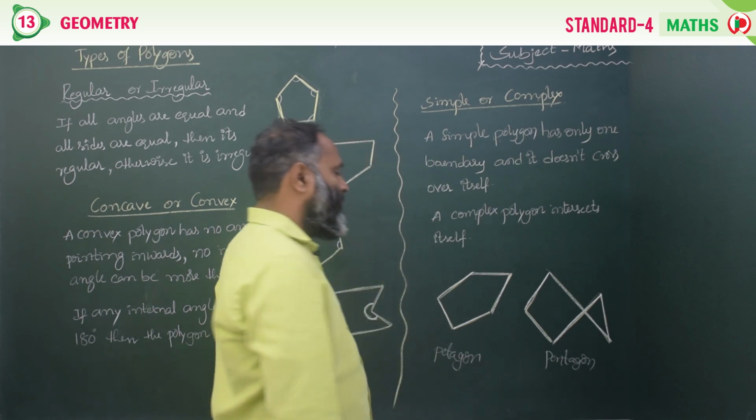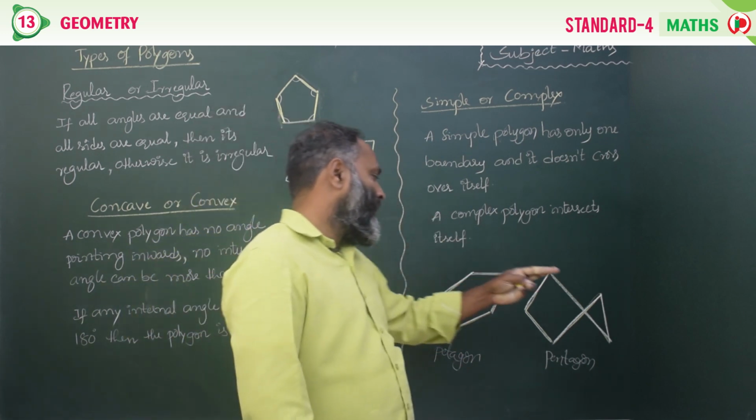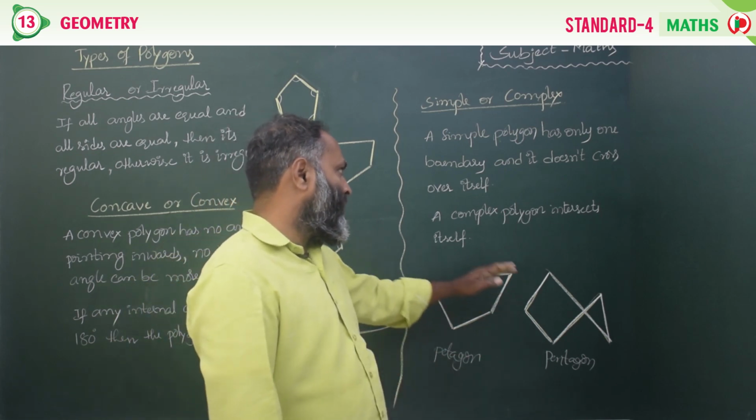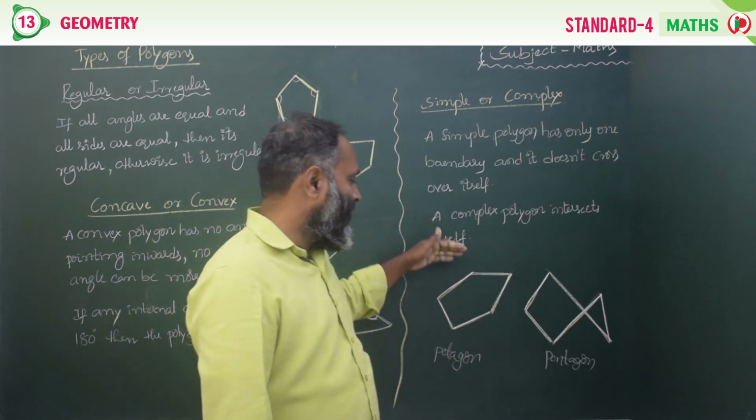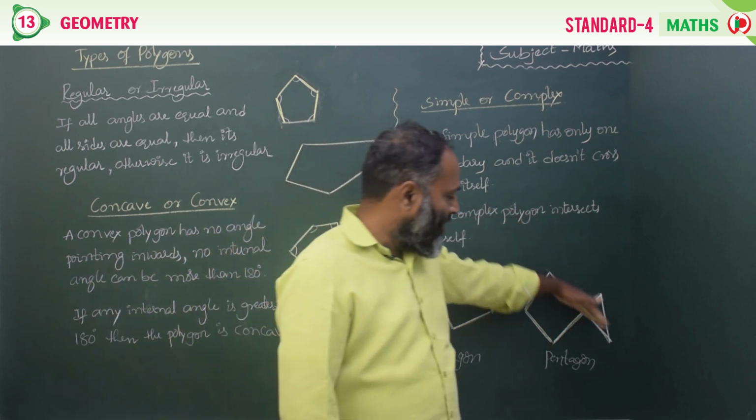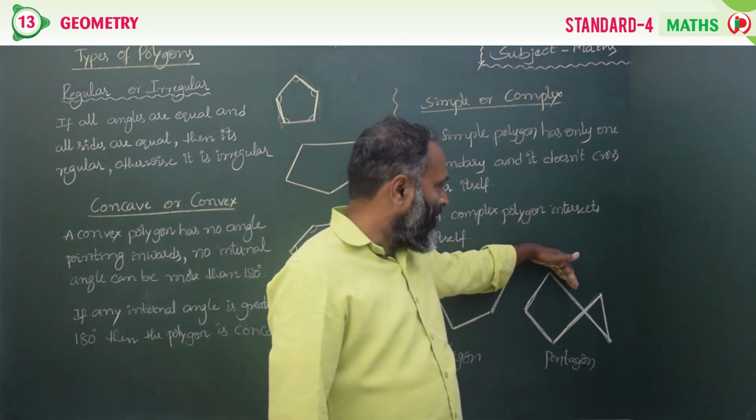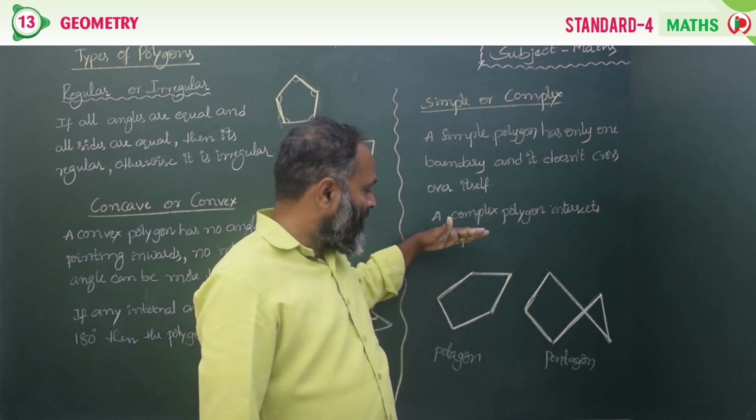Both are pentagons, but this is simple and this is complex. In simple, the structure is bounded by a single line only. It does not cross over itself, but here it crosses over itself. So this is the complex polygon, this is the simple polygon. So this is the pentagon.